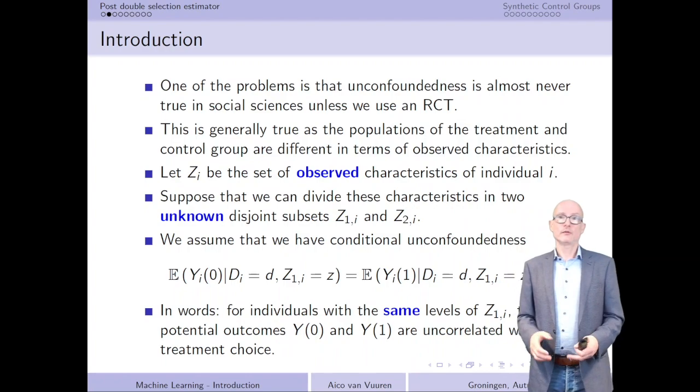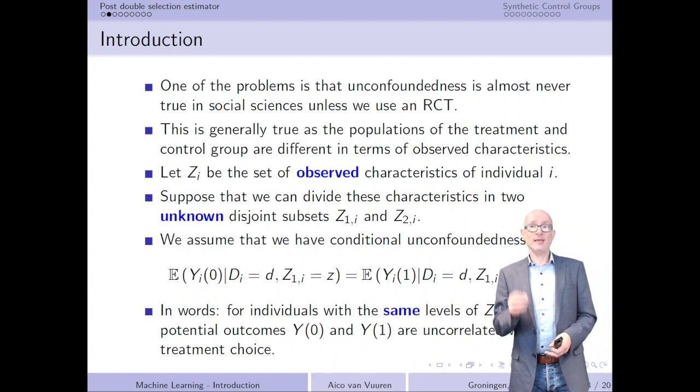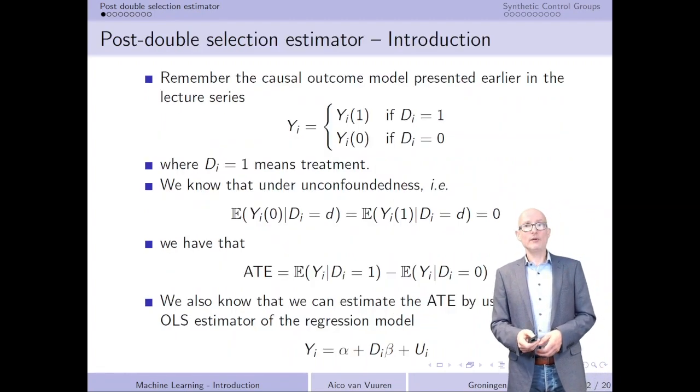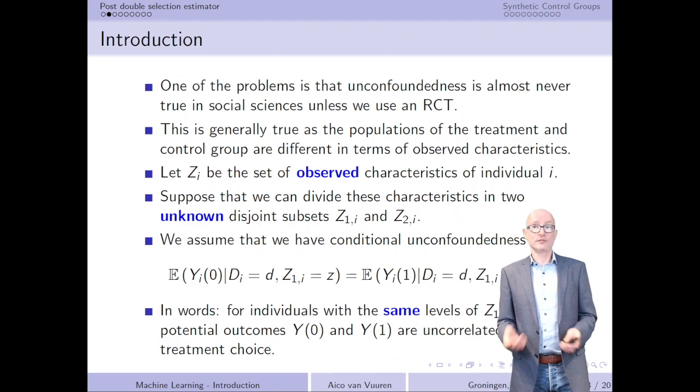In words, conditional unconfoundedness means that for individuals with the same level of z1i, the potential outcomes y0 and y1 are uncorrelated with the treatment choice. And even though unconfoundedness is a very strong assumption, we should realize that conditional unconfoundedness might not be such a strong assumption.